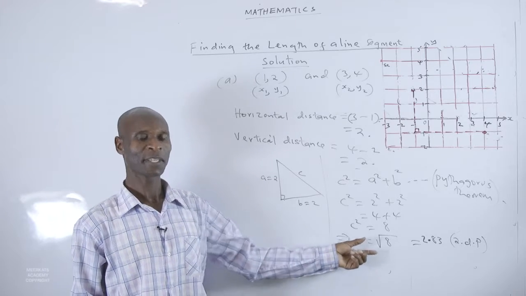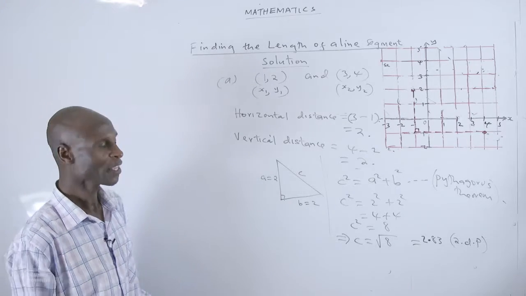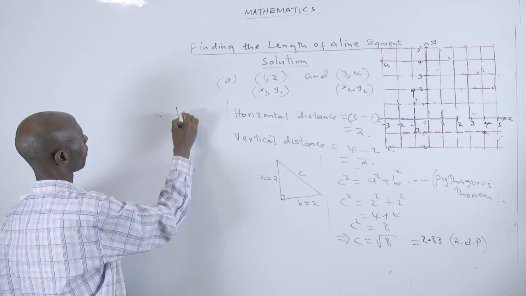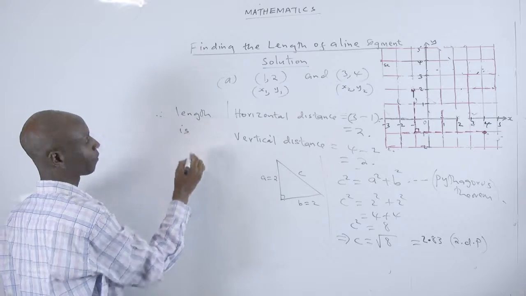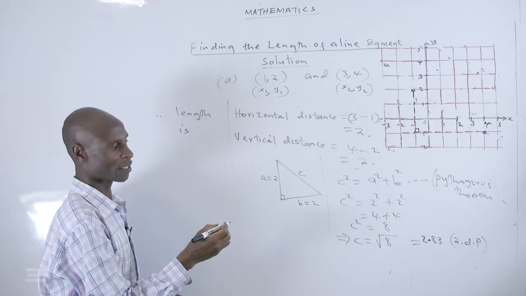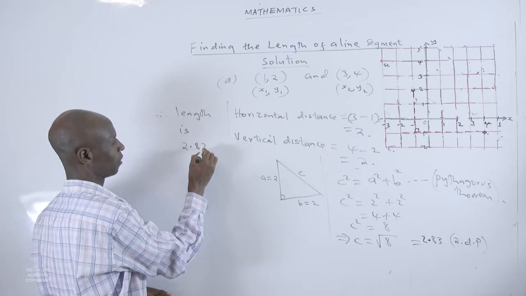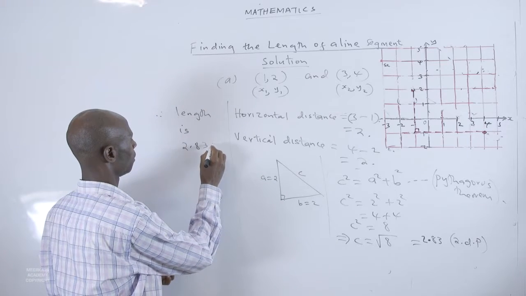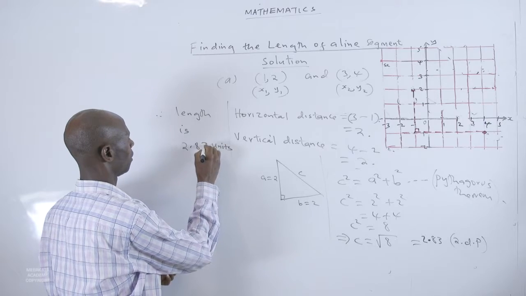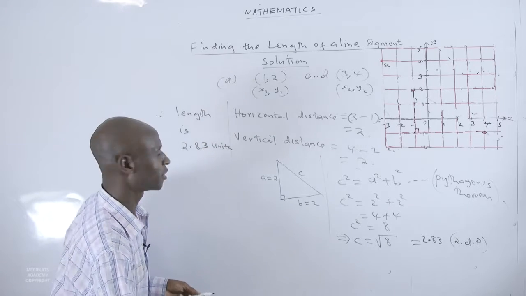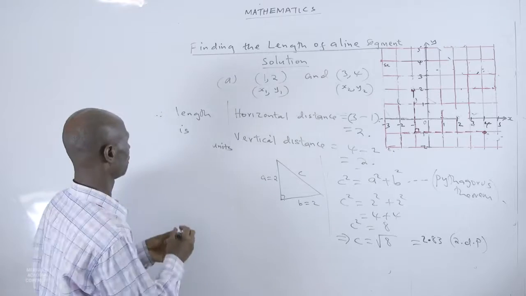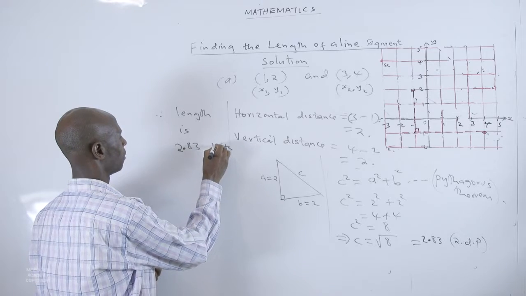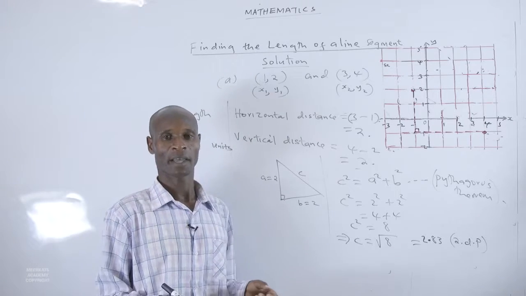And because C is a length, we can conclude by saying therefore the length between those 2 points is 2.83 units. And that is the value.